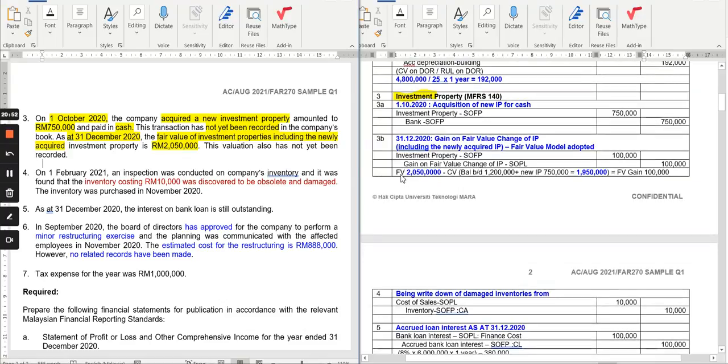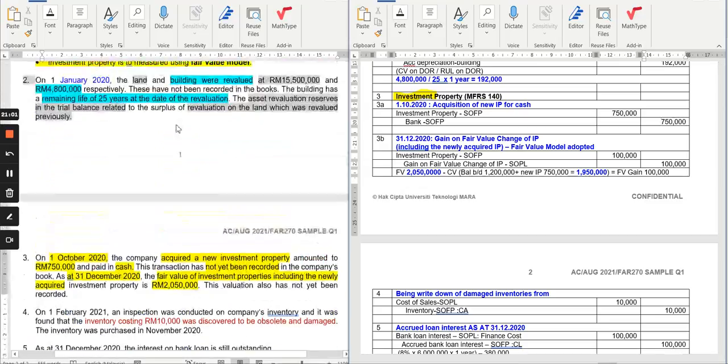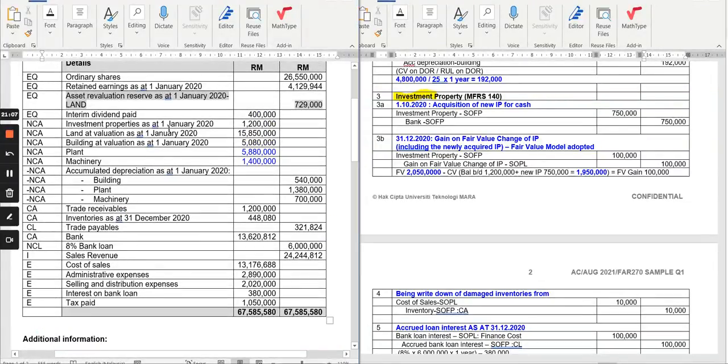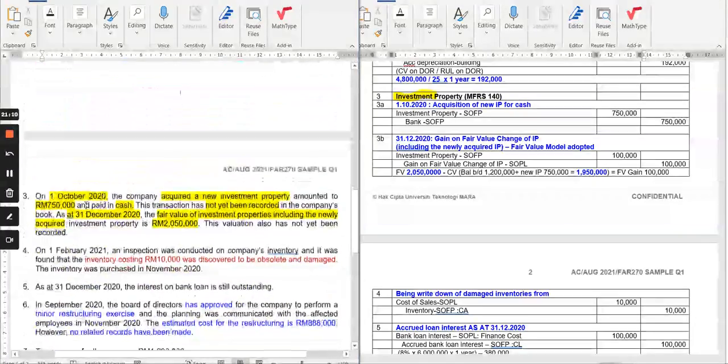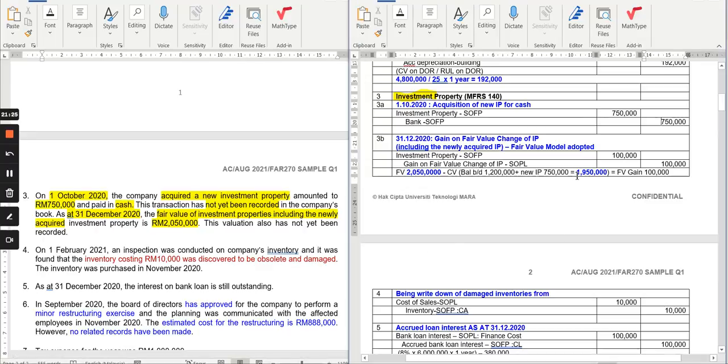So when you record, you are going to compare the fair value, 2050, with the carrying value. The carrying value will not just be 1.2. You can see here the investment property is 1.2. That is true on 1st of January 2020. But you were informed in information number 3 that there was a new acquisition on 1st of October. So therefore that 750,000 must be added to the balance at the beginning of the year. So that new IP that you purchased for cash will now give the carrying amount of 1950. So compare this 2050 with 1950, you will have a fair value gain of 100,000.